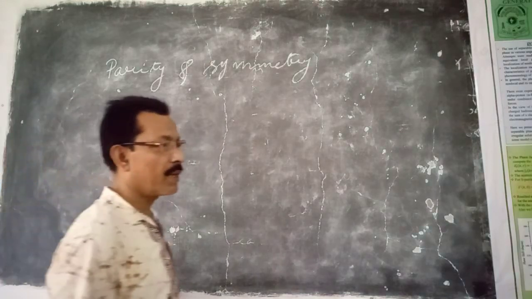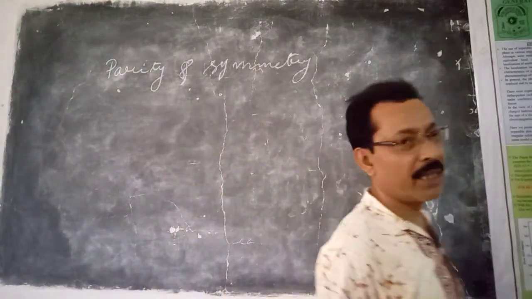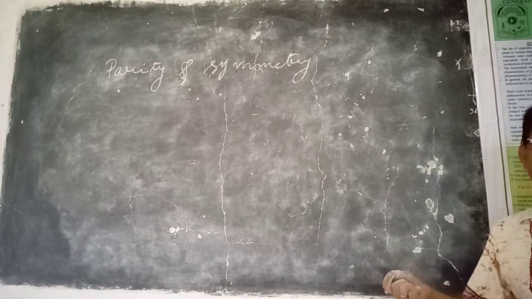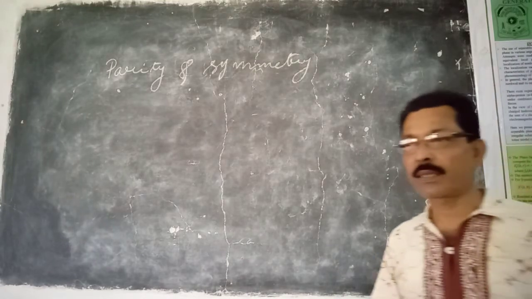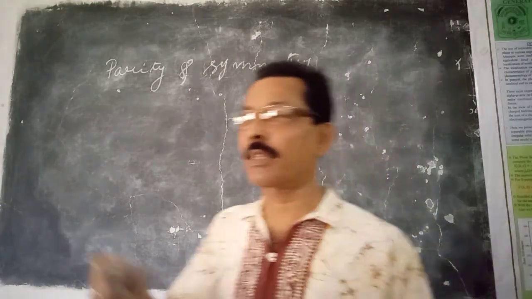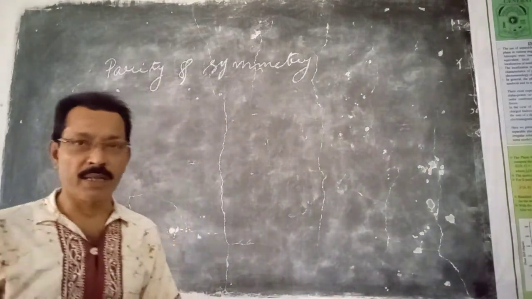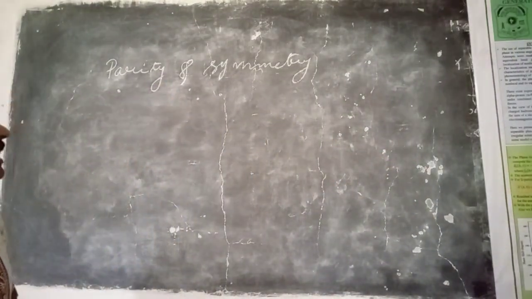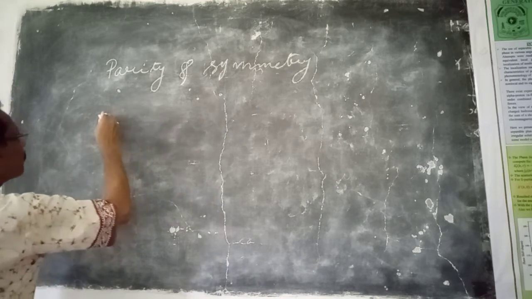Now, the wave function may not be a single particle wave function. For a many particle system, the total wave function may be written in terms of the product of all single particle wave functions or the sum of the products of such wave functions. In that case, the total parity of that wave function will be the product of the parities of individual particles.